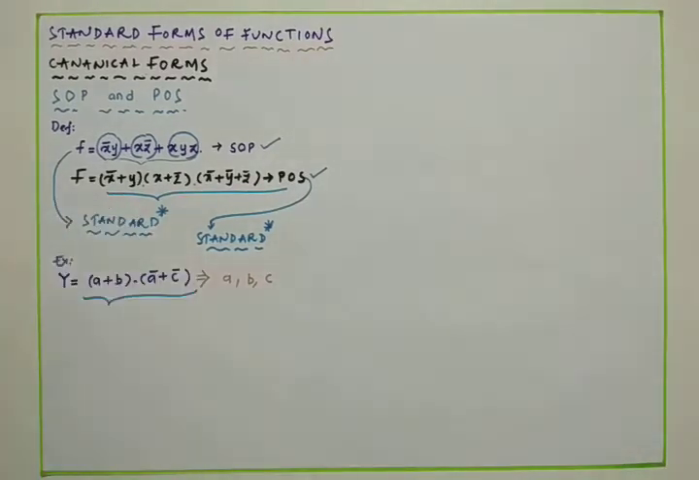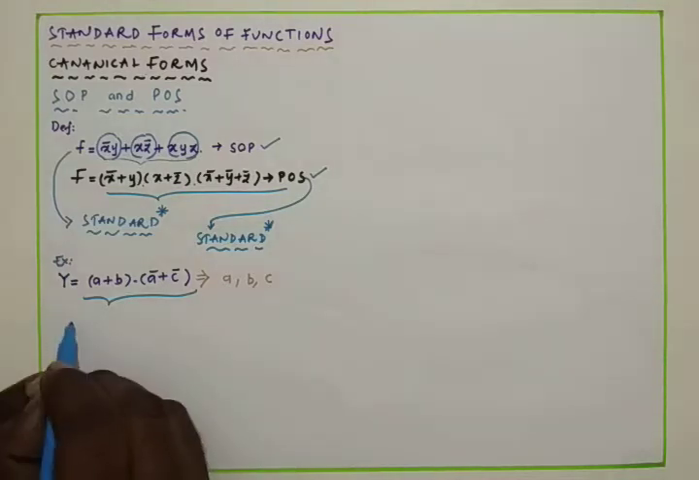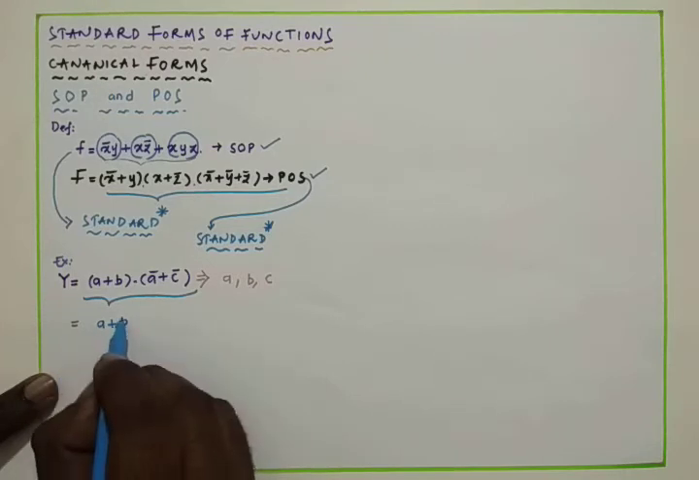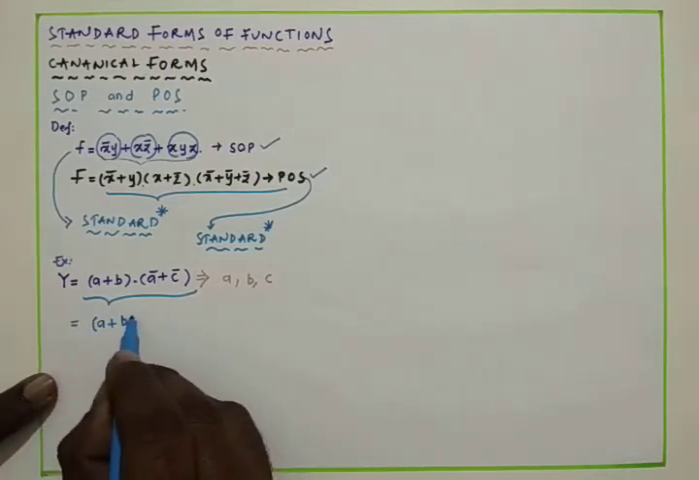But we have to go for the standard form of this POS. We have to convert it into the standard form. In the standard form, each term requires to have all the input signals. So we have to convert each term to have all the literals. So I am going with A plus B. And the missing literal is what? This is A plus B.